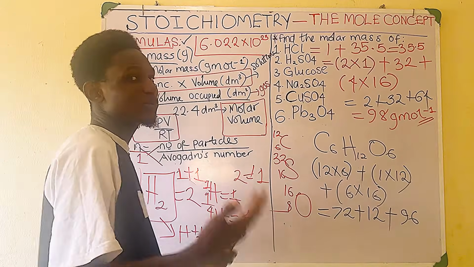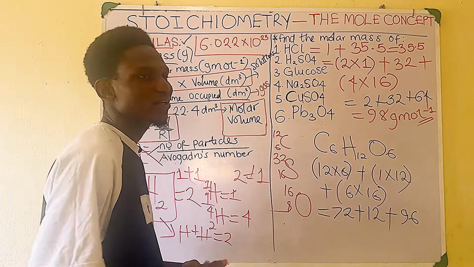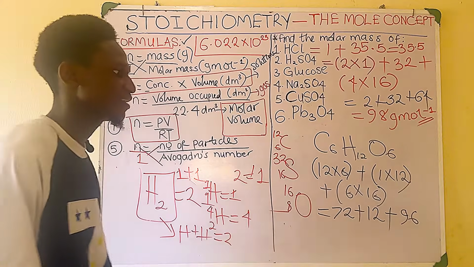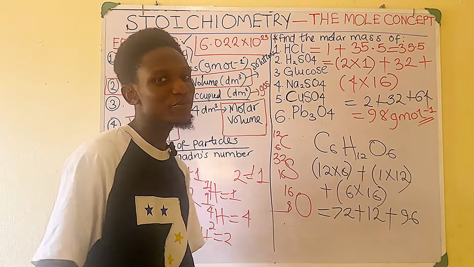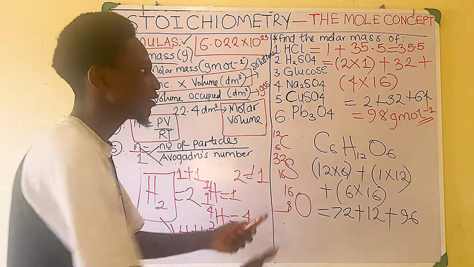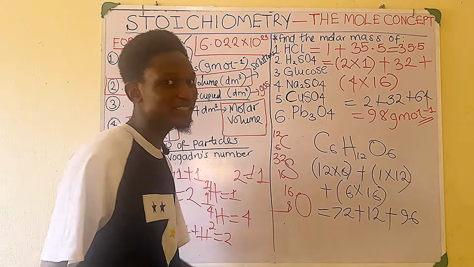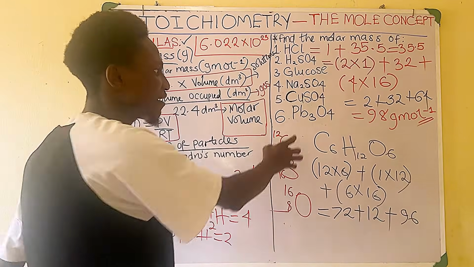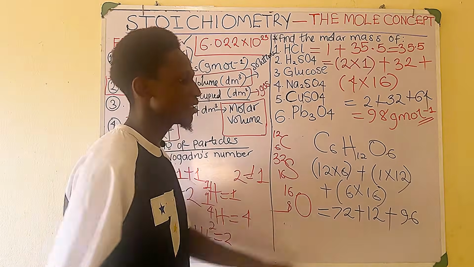You should know how to multiply all these things faster. As a science student, these things should just be practice. How can I get these things easier? I don't have to press the calculator for everything. For instance, now the three I've solved, I'm not pressing the calculator because they're basic stuff. If I get to PB304 now or something, because they have large numbers, let me now try the calculator.